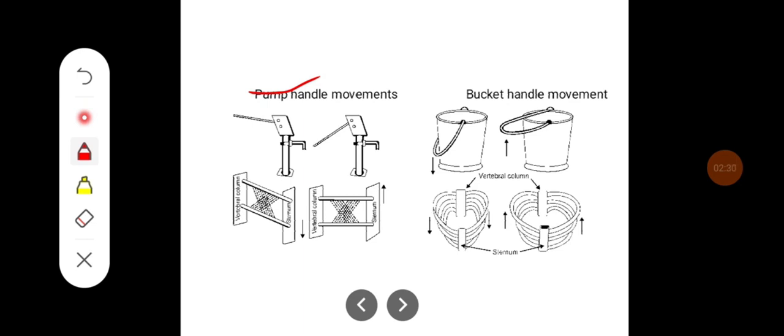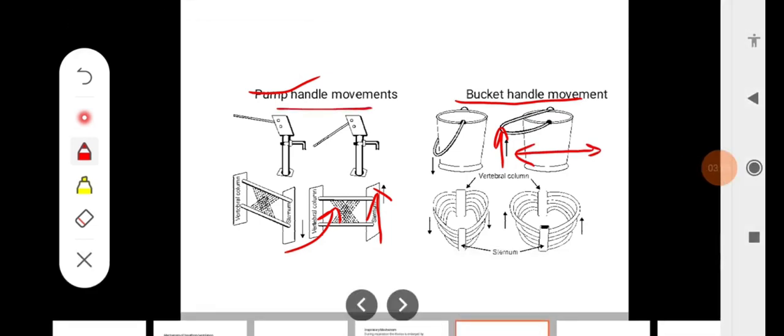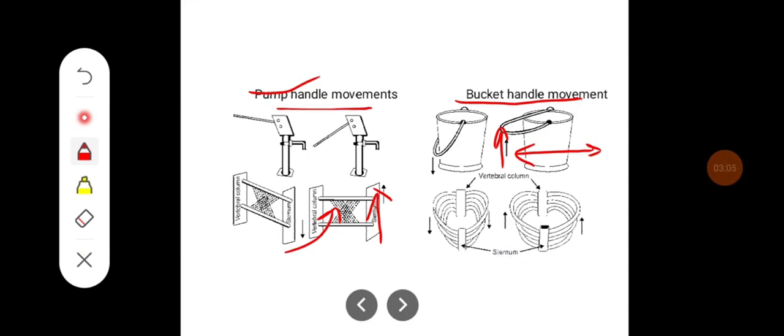Okay, so here you can see the sternum. When muscles contract, they are going to move in upward direction like this. And these are bucket handle movements. These are the movements of the thoracic rib cage, especially of the lower part of the rib cage. And when the ribs get elevated like this, there will be change in the transverse diameter, whereas the pump handle movements are going to increase the anteroposterior diameter of the chest.